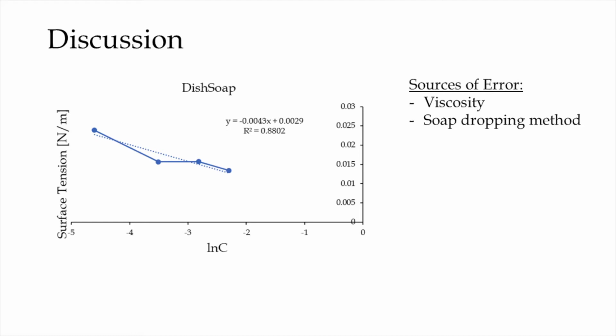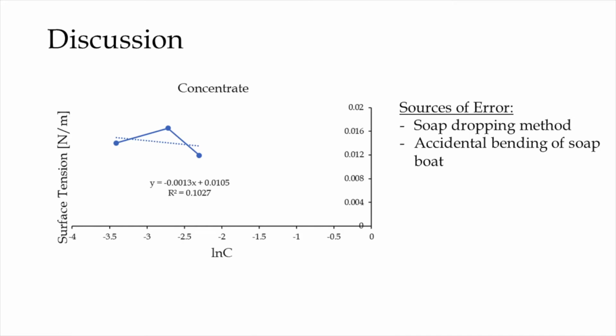The plateau can be explained by the high viscosity of the dish soap. I believe that the viscosity acted as a diffusion rate limiting step, or in simple terms, it took a long time for the soap molecules to dissolve into the water. The concentrate curve was maybe more surprising than the dish soap dataset. In general, it is expected that as the concentration increases, the difference in surface tension decreases.